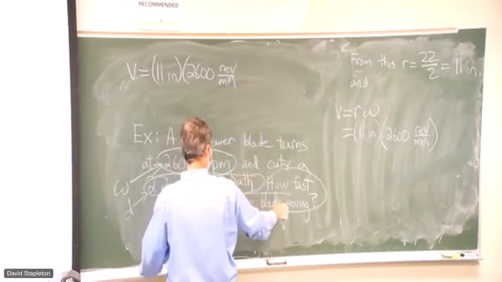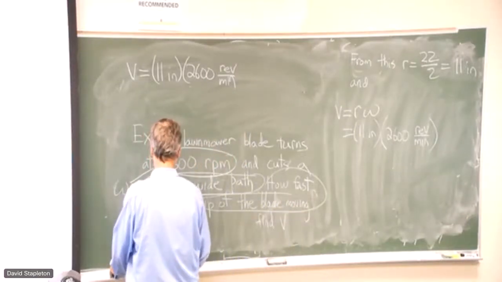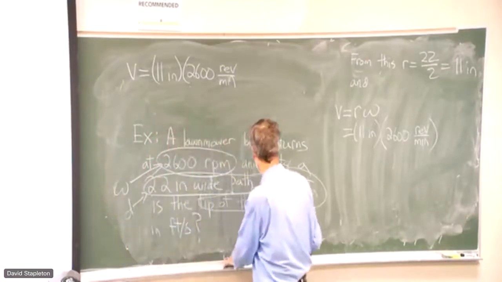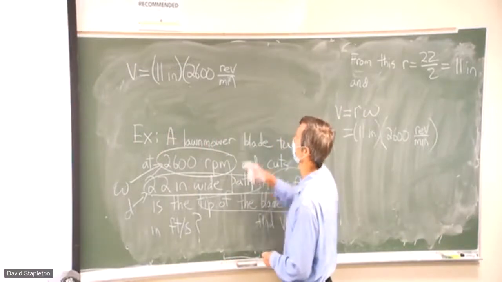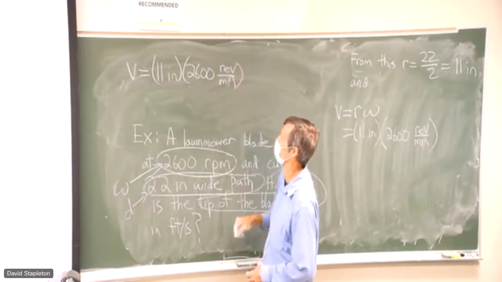So how fast is the tip of the blade moving? Let's say in feet per second, something like that. I don't remember what the actual units are in your homework problem, but it's like this. What is the feet per second? I don't have feet per second. I have inches revolutions per minute. So how do I convert that?